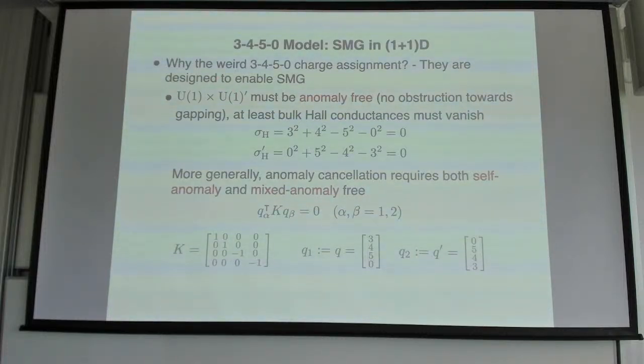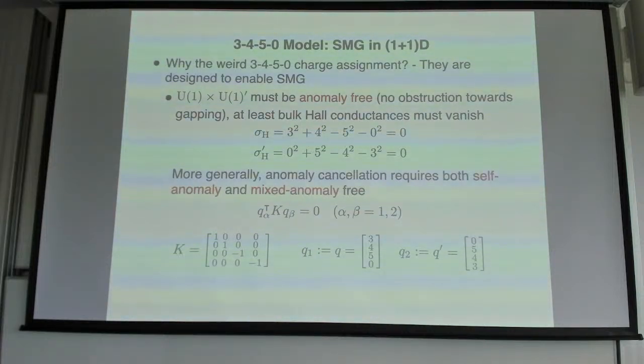So in general, what you should think is that you should satisfy this condition where K is a matrix with a diagonal specified by the chirality of the fermion, and then Q, I introduced 2 different Qs, Q1 and Q2, corresponding to the charge assignment of the first U1 symmetry and the second U1 symmetry on the 4 fermion modes. And then the requirement for self and mixed anomaly free is basically for any alpha and beta, where alpha beta is either Q1 or Q2, this inner product is going to be 0.